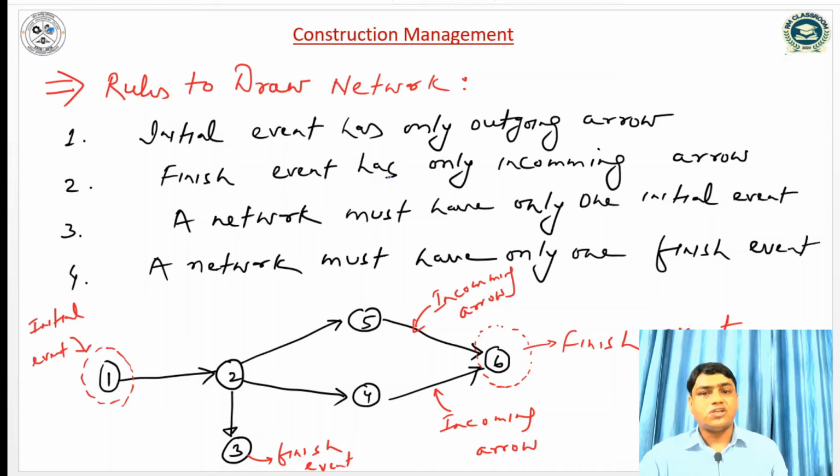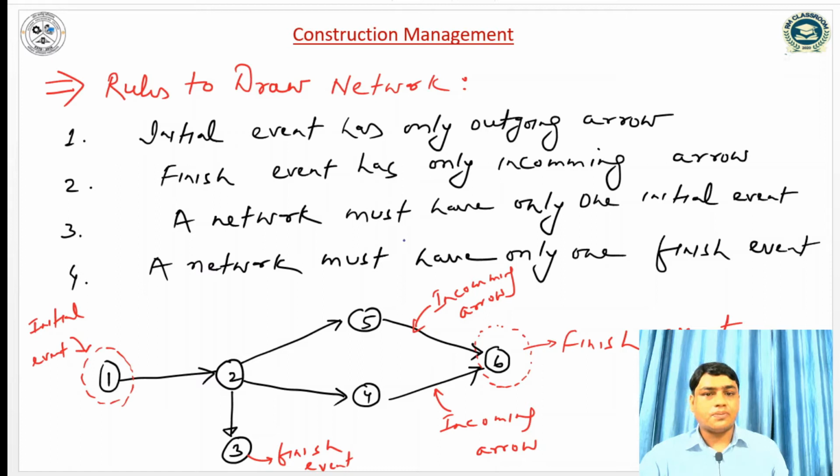The second rule is the finish event has only incoming arrows. So this is the finish event, and at the finish event we can see only incoming arrows, there should be no outgoing arrow. So that will be the finish event. These are the two rules.